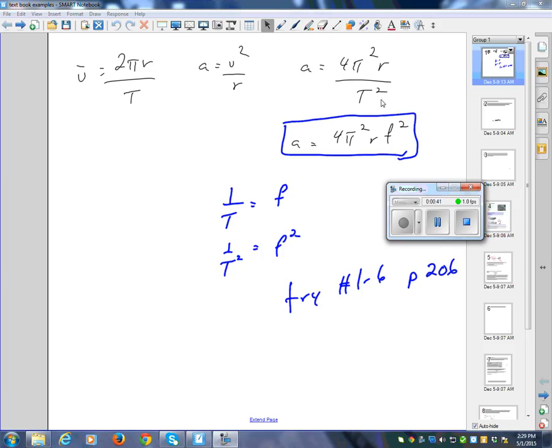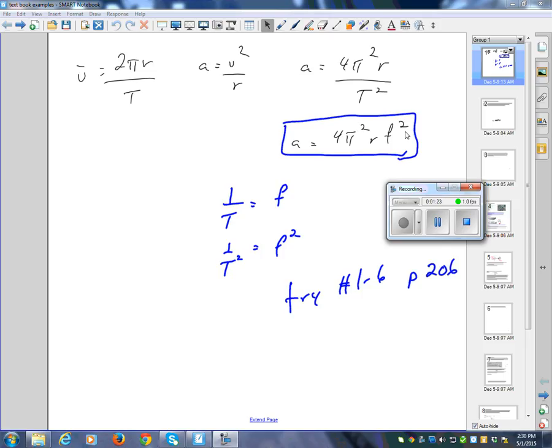Now, I've told you about how t, the period, and f, the frequency, are related, right? About how they're inverses of each other. So the textbook actually goes so far as to give you a couple other formulas, which you may want to throw into your toolbox. Because 1 over t is equal to f, that would mean that 1 over t squared would be equal to f squared. Here I have this t squared, see that? So I can replace this over t squared with an f squared. And so this one here becomes 4 pi squared r f squared.